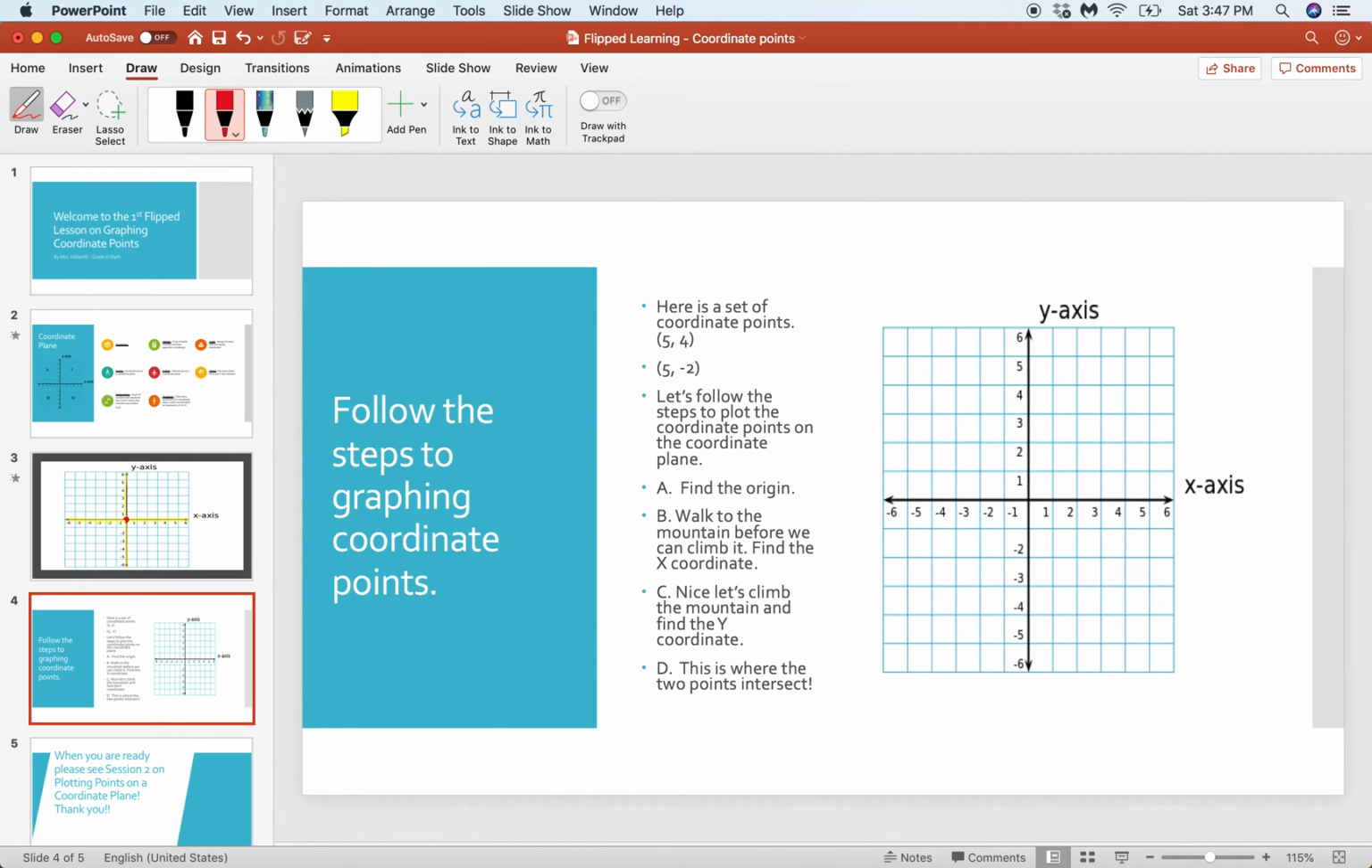So here is a set of coordinate points that we're going to start off with. We're going to start with the coordinate points 5 and 4. You're going to notice that the x-coordinate is always listed first. The y-coordinate is always listed second. So the first one that we are going to plot is 5, 4. The first thing we're going to do is find the origin. The origin is going to be right here, and I'm going to put a dot here.